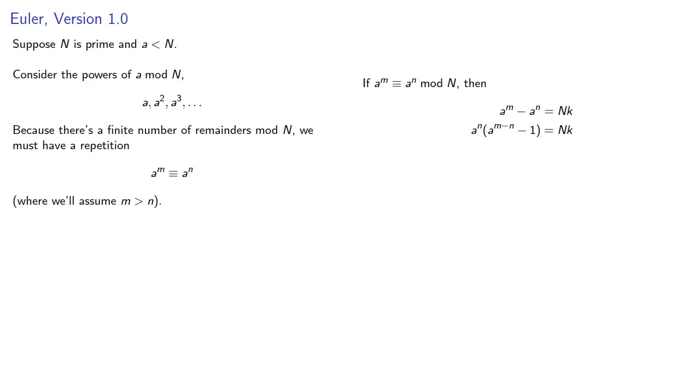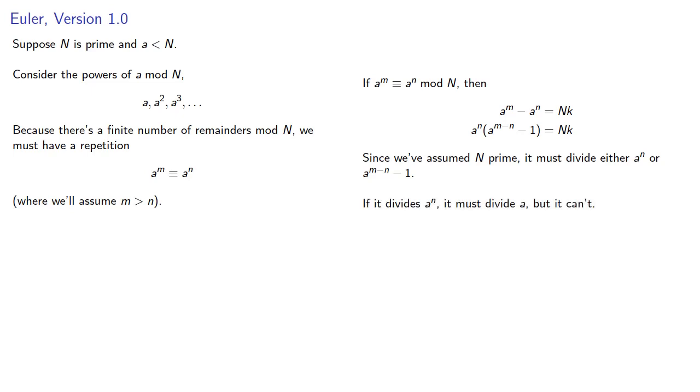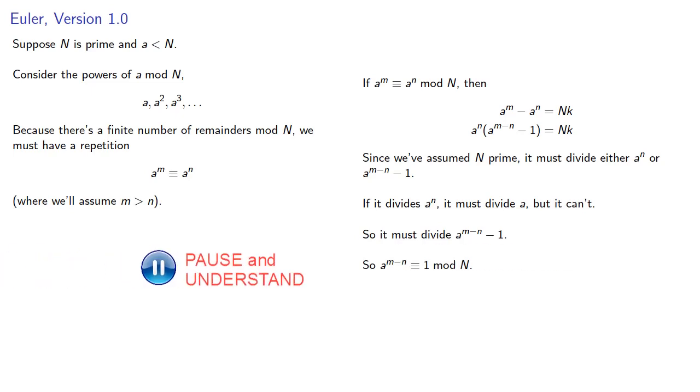Now, since we've assumed that n is prime, it must divide either a to the n or a to the m minus n minus 1. But if it divides a to the n, it must divide a, but it can't, because a is less than n. And that means it must divide a to the m minus n minus 1, and so a to the m minus n must be congruent to 1 mod n.